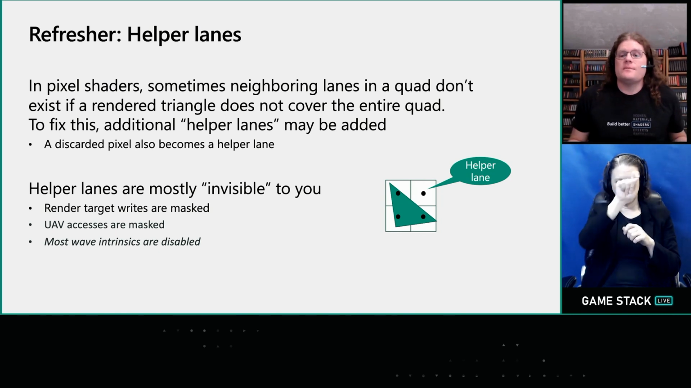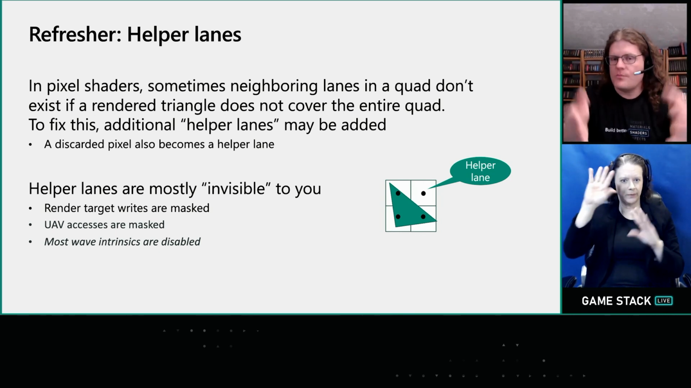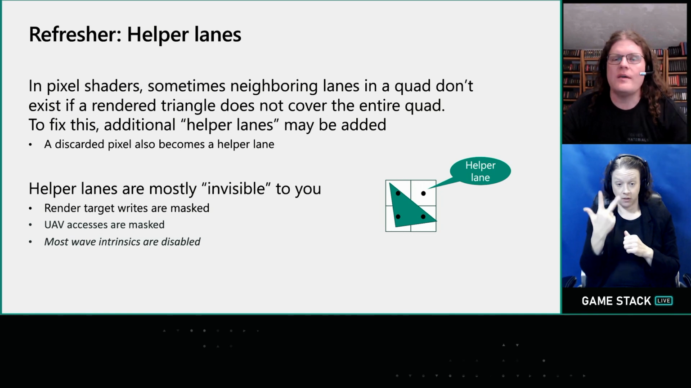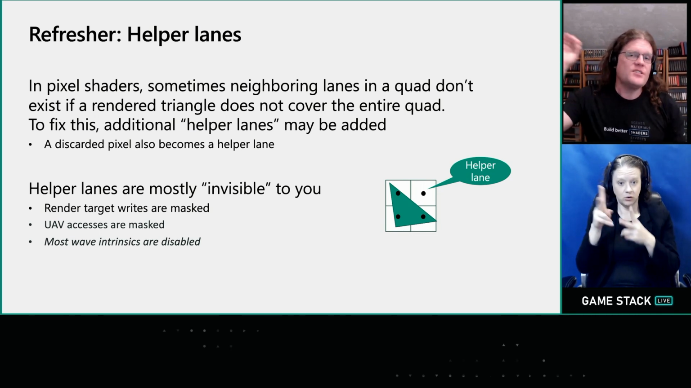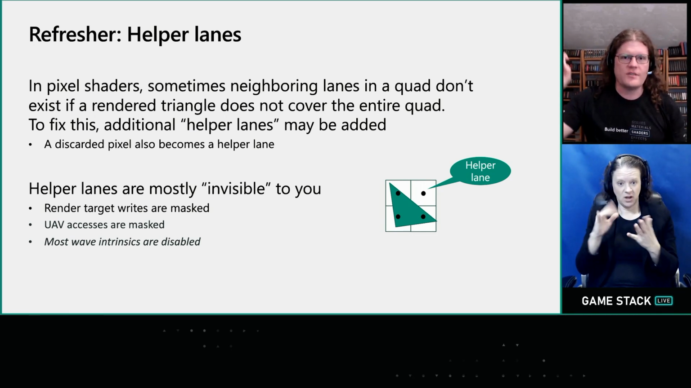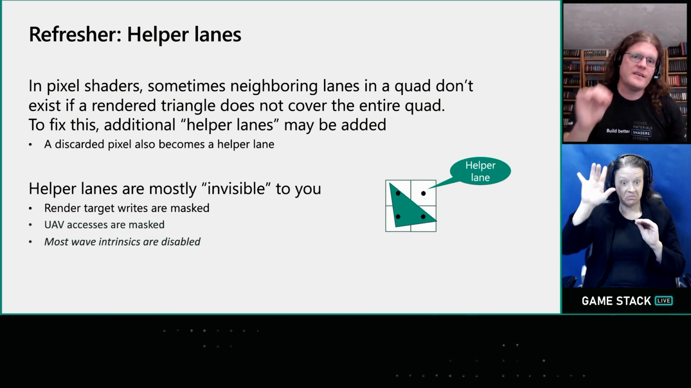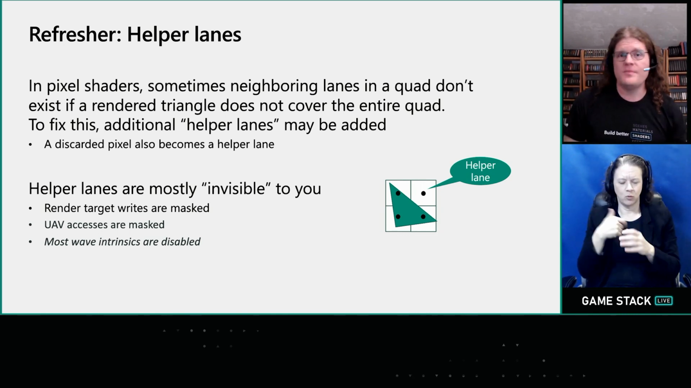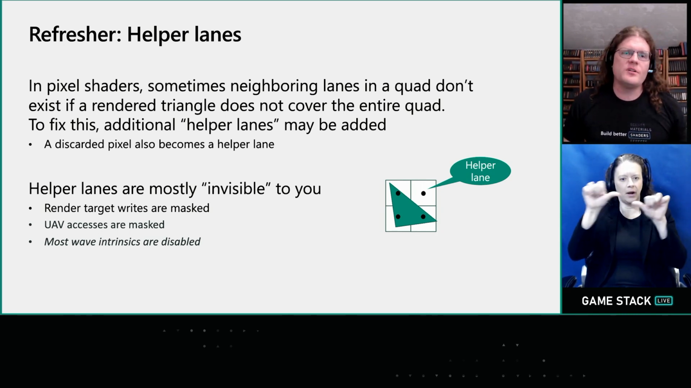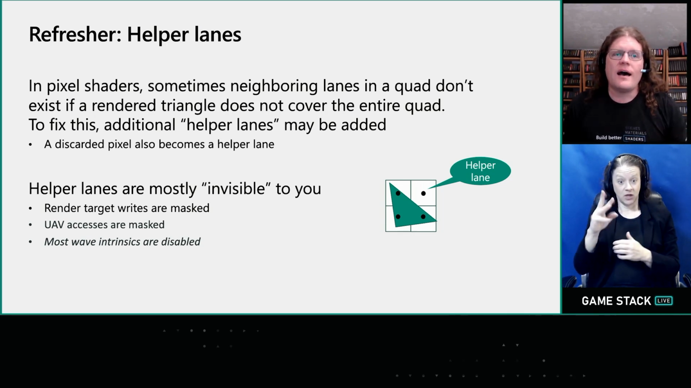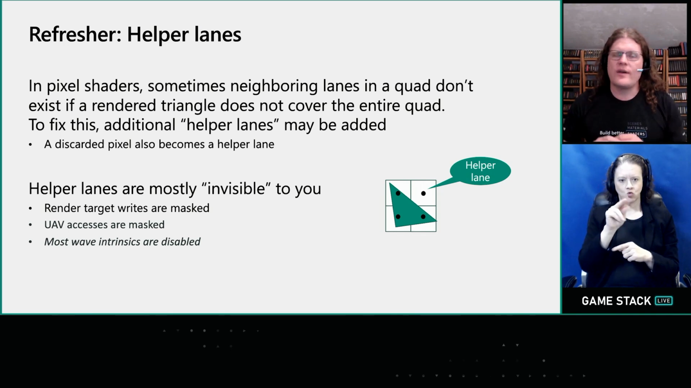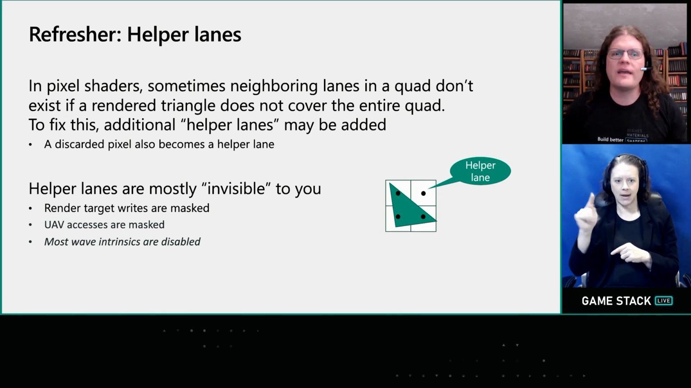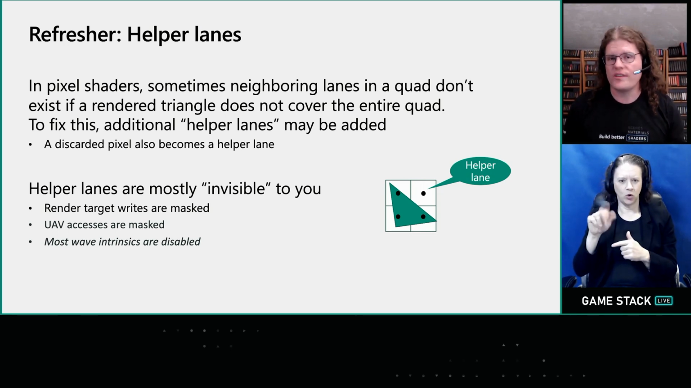For this reason, the three lanes in this example are able to compute all of their individual calculations by themselves. But when they need to get mipmap information, they need to know what that lazy fourth member is going to be. And for this reason, we fill in that empty space with something called a helper lane. It is mostly invisible to the shader author. Render target writes are disabled. Any writes to UAVs are all disabled. There's no writing possible, and most wave intrinsics ignore these.